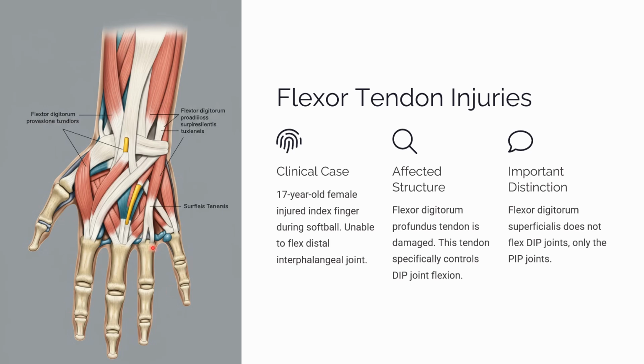This is the knowledge which is tested in the exams by these questions. Like, a female injured the index finger during softball and is unable to flex the distal interphalangeal joint. Which tendon do you think is injured? Then it is obviously flexor digitorum profundus.